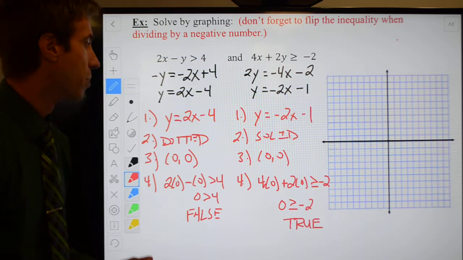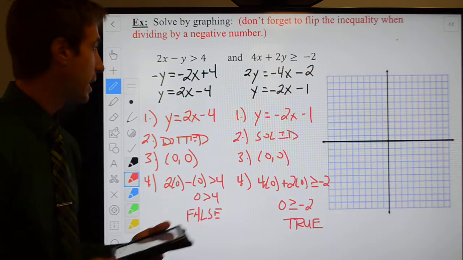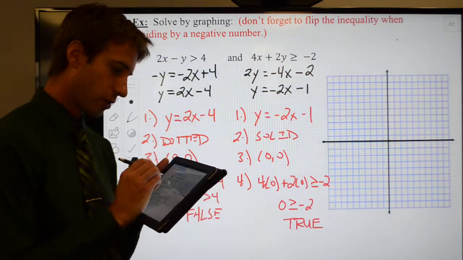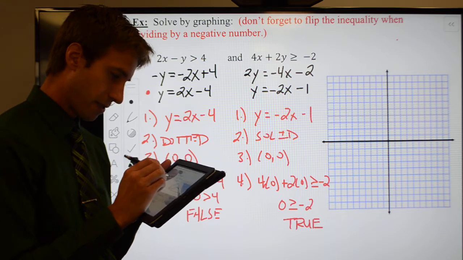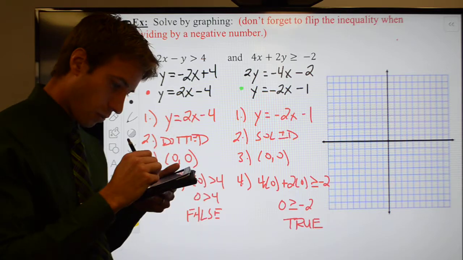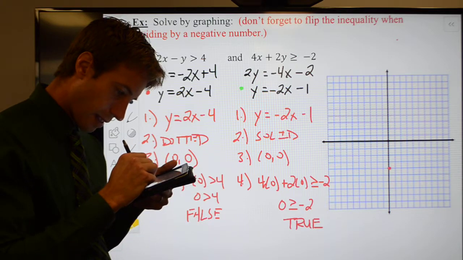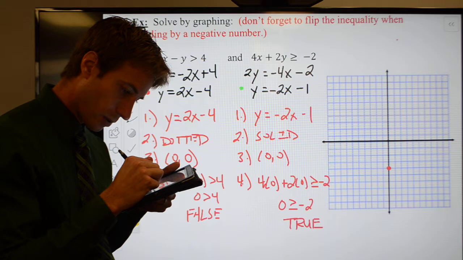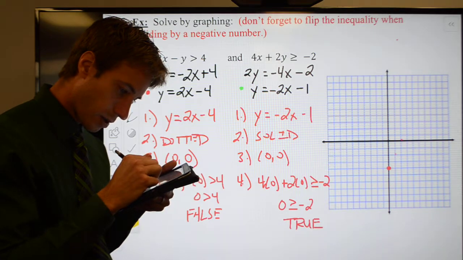Well, let's graph both of these lines and see how this comes out. I will graph this one in red. I'll graph this one in green, and here we go. Negative 4: 1, 2, 3, 4, right there. I have a slope of 2. That's up 2 over 1, up 2 over 1, up 2 over 1.